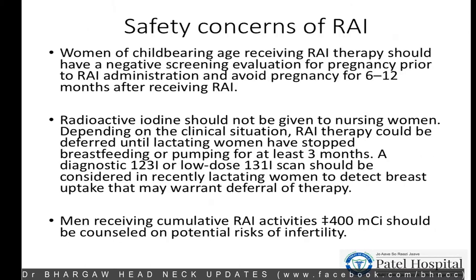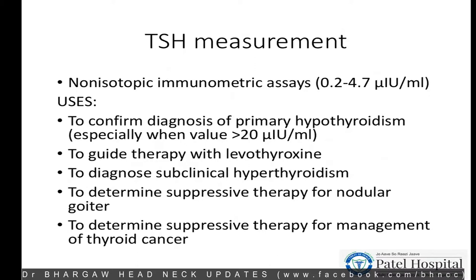So there are risks not just with regard to secondary malignancies, but there are concerns with regard to safety, and a lot of them are gender specific. Women of childbearing age should avoid pregnancy for 6 to 12 months, and men receiving radioactive iodine activities of more than 400 millicuries should be counseled on potential risks of infertility, even though we've not had a scenario like this. Women of childbearing age are always advised, regardless of the indication for which the radioactive iodine is being used. You ask them to avoid pregnancy and lactation, or have alternative methods to lactation.